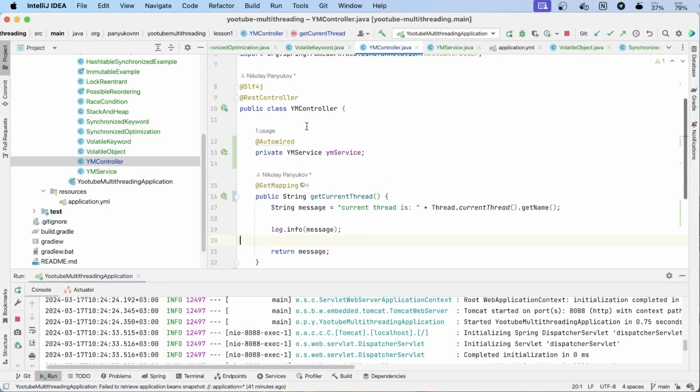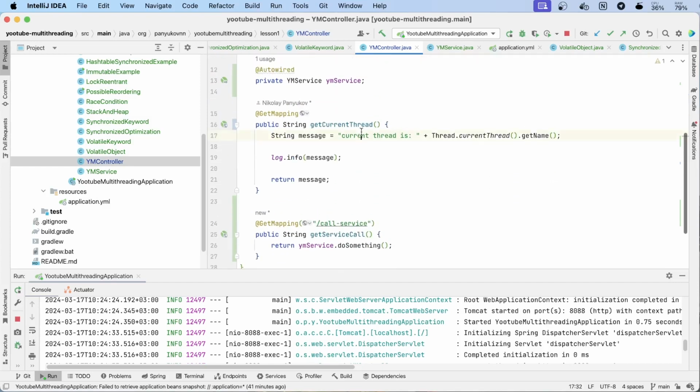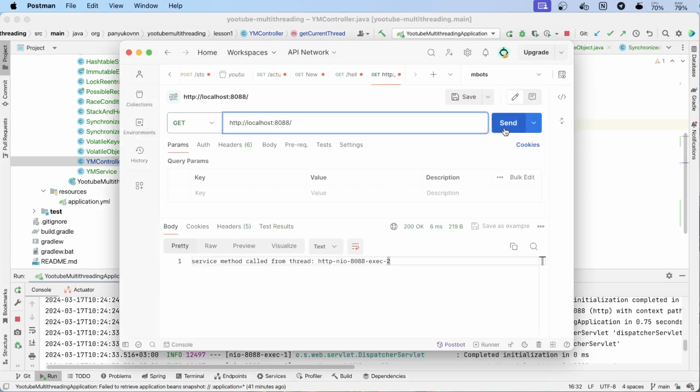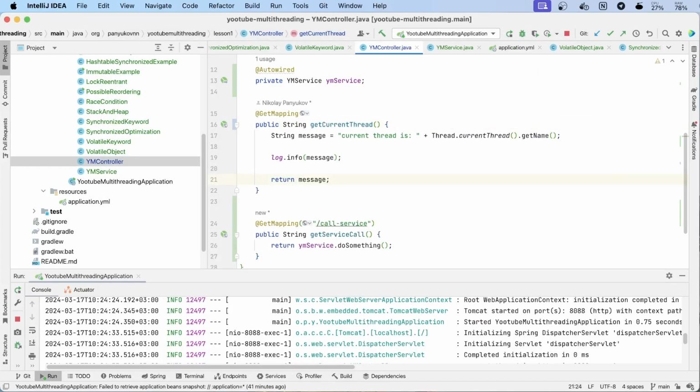Here we can see a simple Spring MVC controller with a couple of controller methods. Let's take a look at the first method, which just returns the name of the current thread. Let's call this method a couple of times. The first time we see that it was executed in the third thread, and the next time it was executed in the fifth thread, and so on. Those threads are allocated by a servlet container.